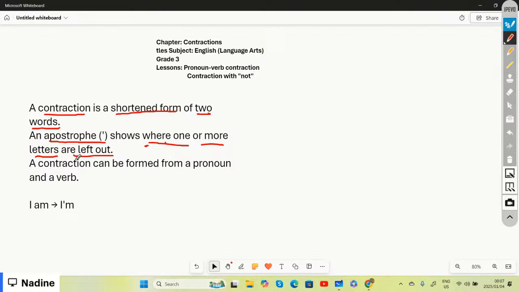And when it comes to contractions, a contraction can also be formed from a pronoun and a verb, meaning the pronoun takes the place of a noun, and the verb. If you look at an example, say for example we have the words I am. For example, you're saying I am going to the shop. So now I is the pronoun, am is our verb. We then basically want to shorten those two words and make them into one word. And then what we do is we remove the A and we put the apostrophe in its place.